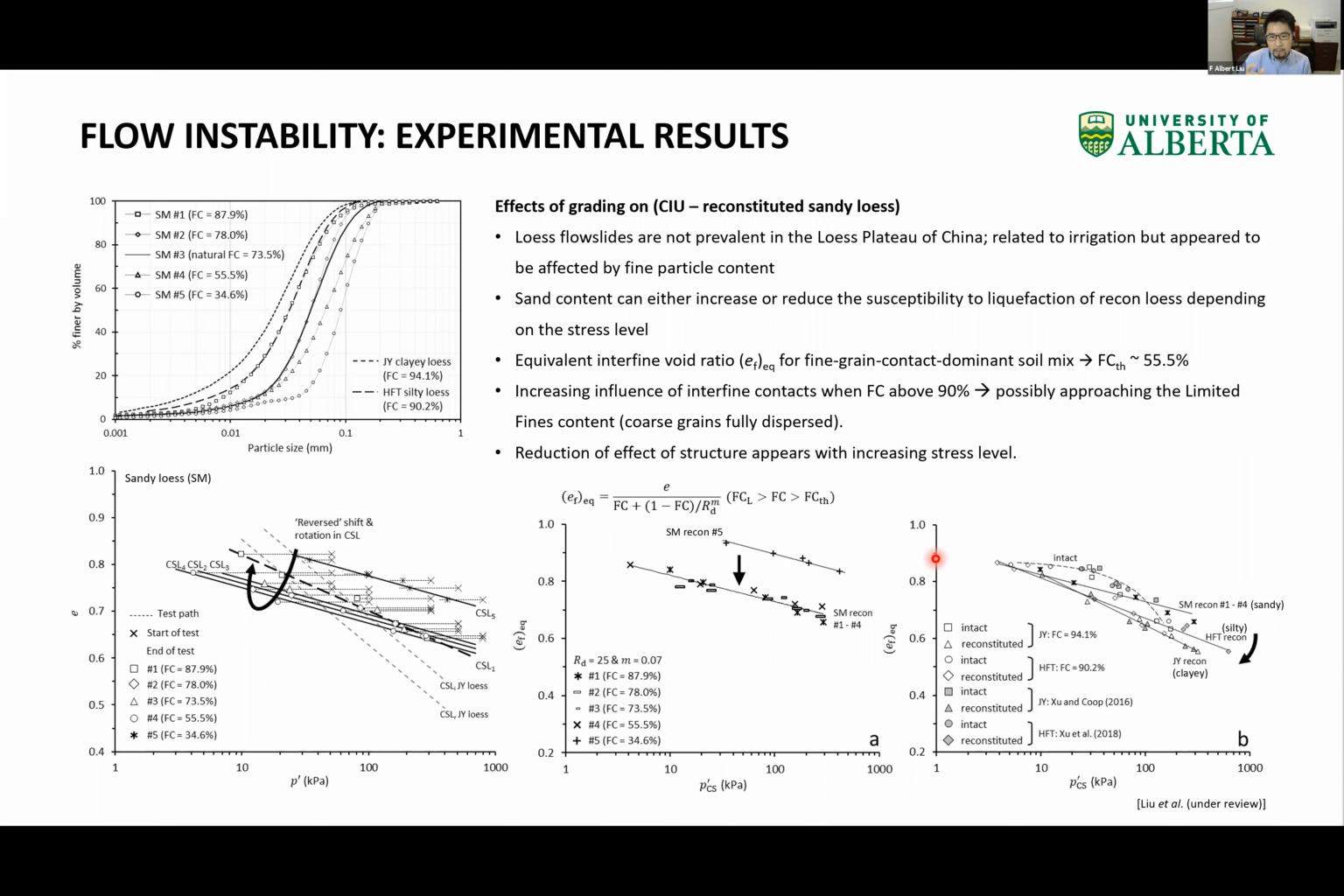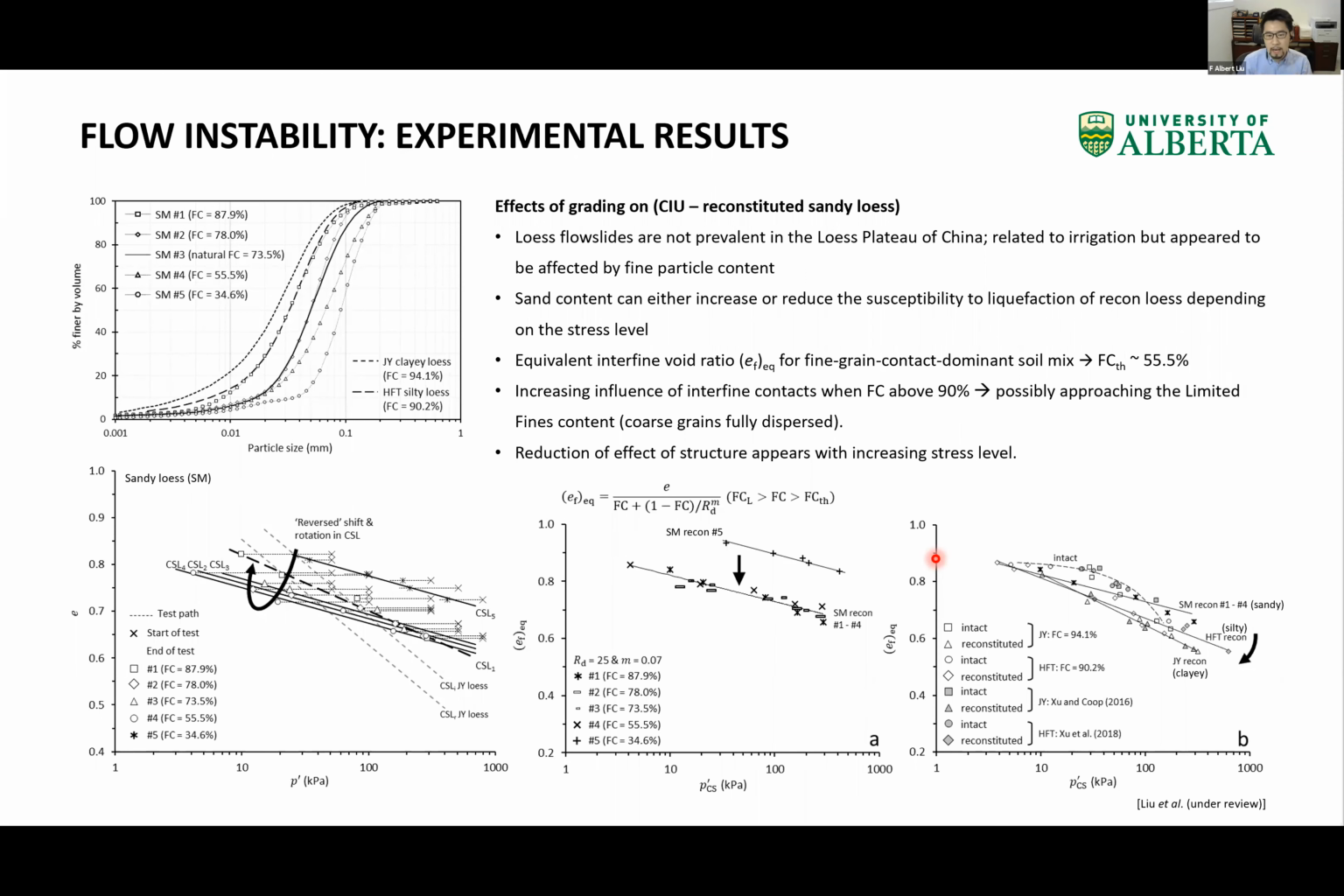And that means at that point, as you continue to increase fines content above 90%, you are hitting the limiting fines content. Very likely that's going to be around 90%. And that shows the reduction of the effective, that causes the coarse grains to be fully dispersed, and the fines is in control of the shearing behavior.